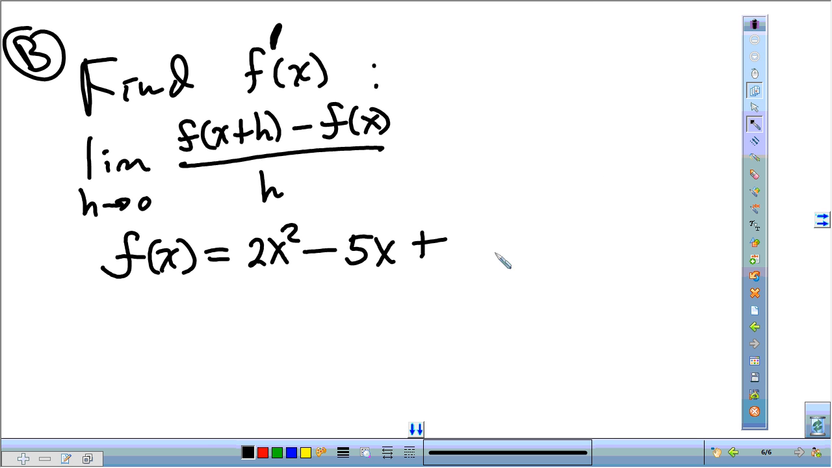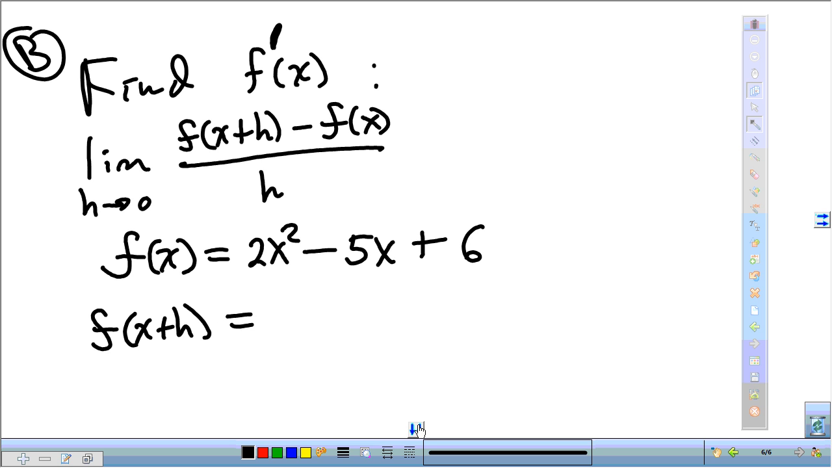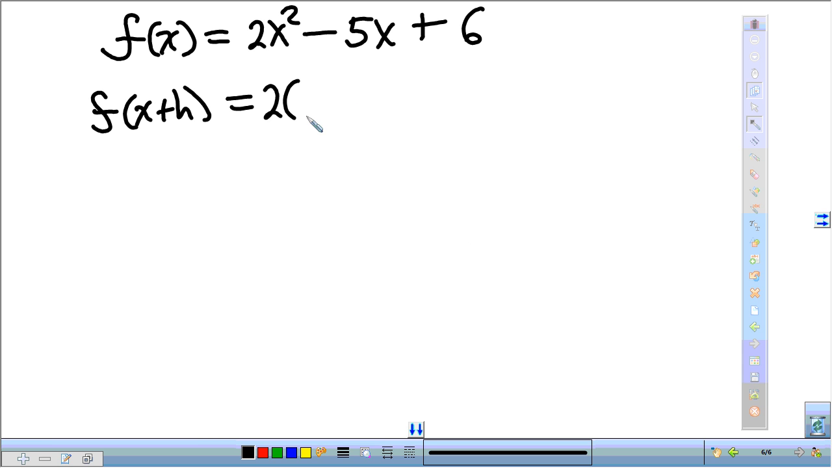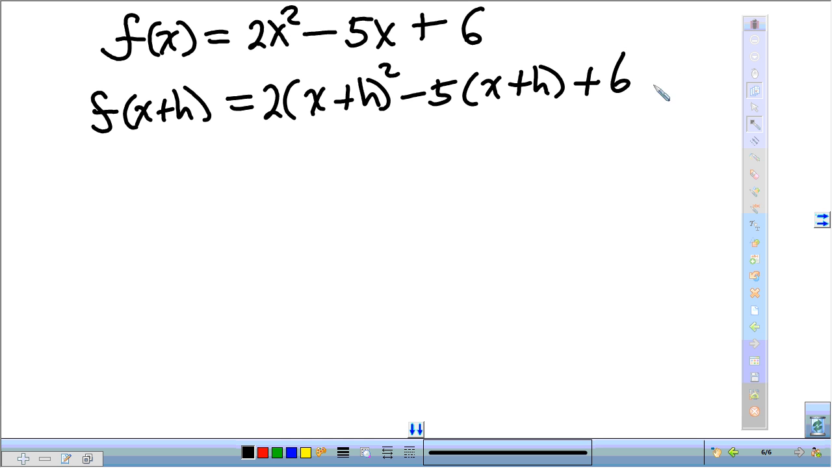Actually plus 6. So that's where we started. We also need f evaluated at x plus h. So we would have 2, with x replaced by x plus h, so x plus h quantity squared, minus 5, another x which is replaced by x plus h, plus 6. So I'm going to expand and collect like terms again.